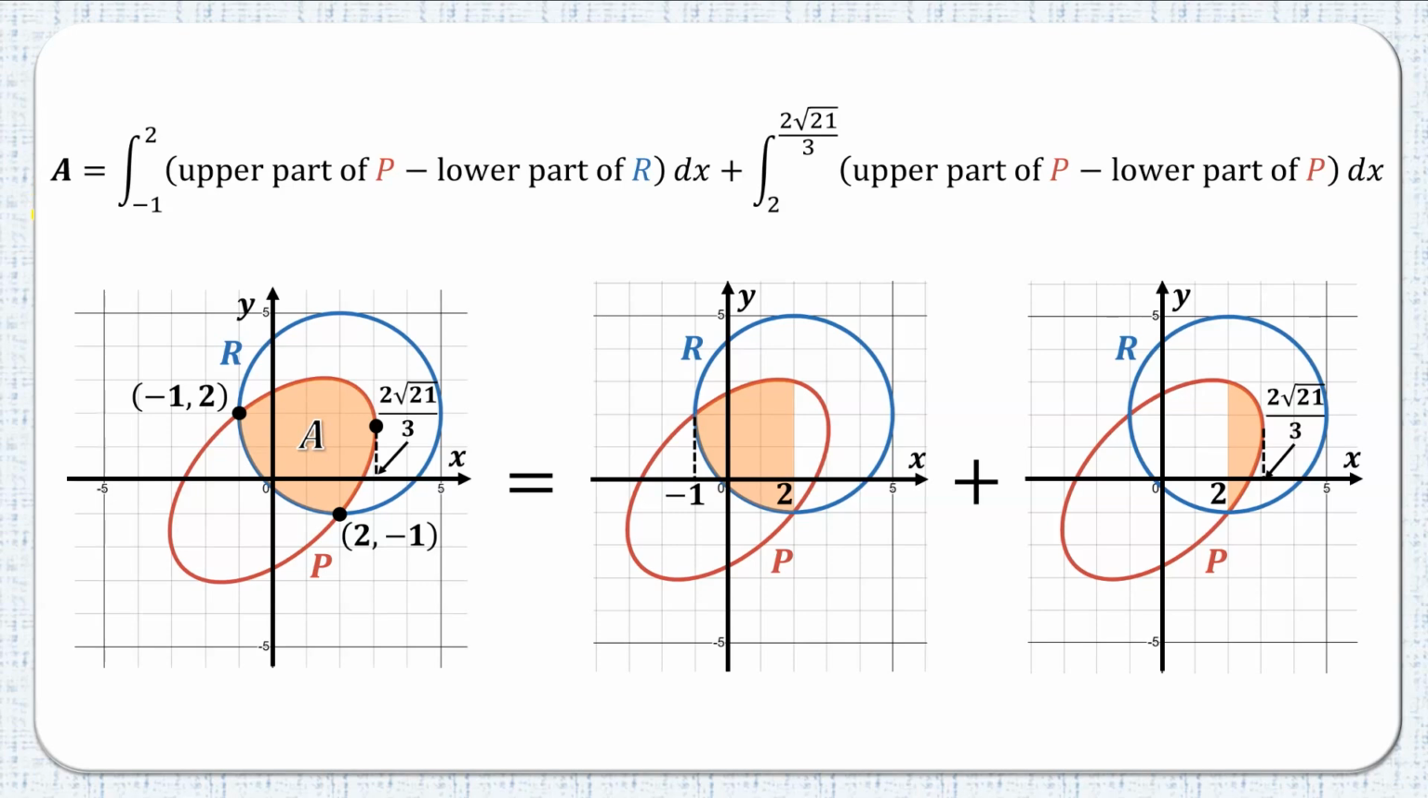Therefore, our calculation of intersection area A is now split into two different intervals. First, from x equals -1 to x equals 2, we integrate the upper part of ellipse P minus the lower part of circle R, which gives this area right here. Next, from x equals 2 to x equals 2 square root of 21 over 3, we integrate the upper part of ellipse P minus the lower part of ellipse P, which gives this area right here. And quite naturally, let's first consider only this region.